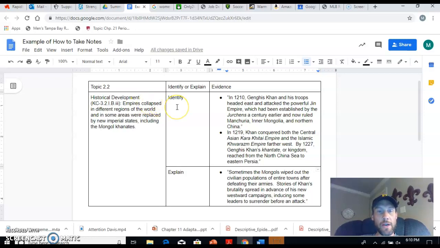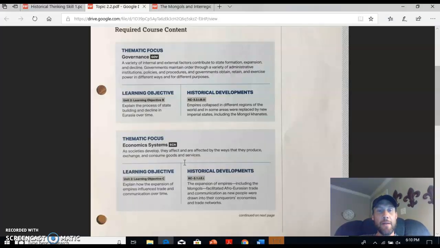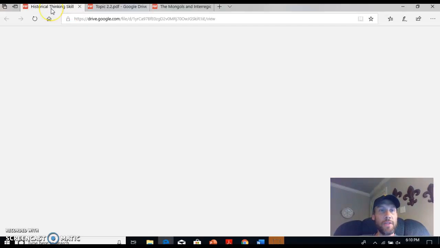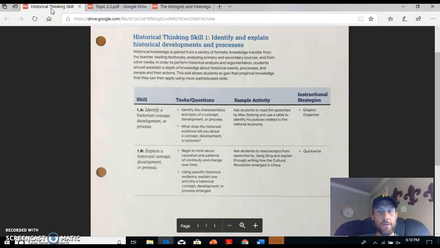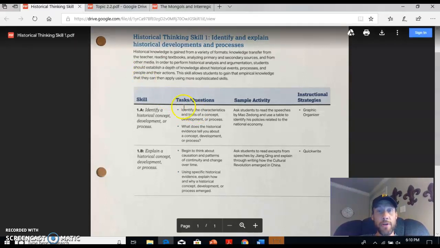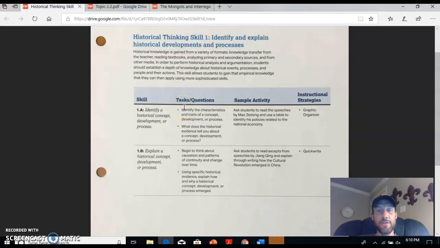And then I made a column right next to it where I listed identify and explain. And I did that based on what the definition of those historical thinking skills are. And specifically with the identify part on my chart, I'm really only doing this part here where it says identify the characteristics and traits of a concept, development, or process.